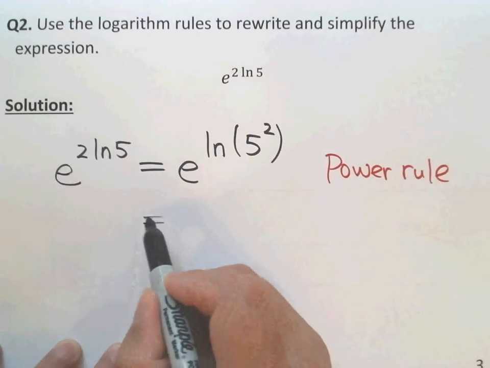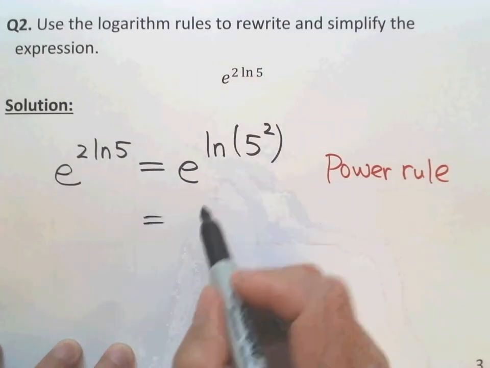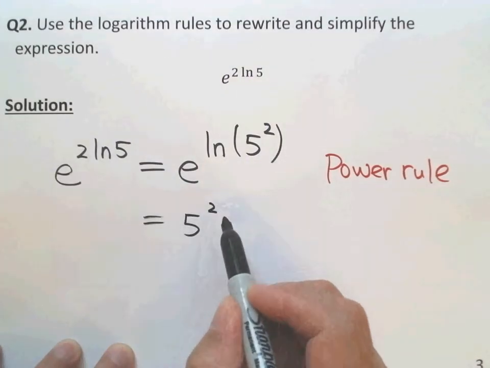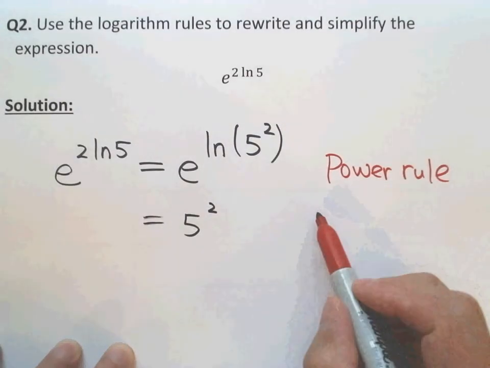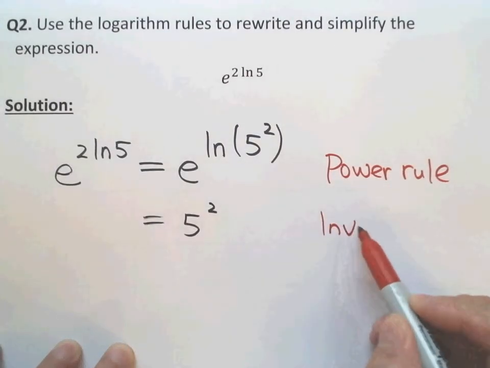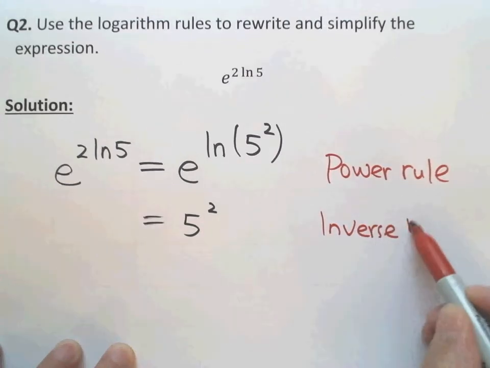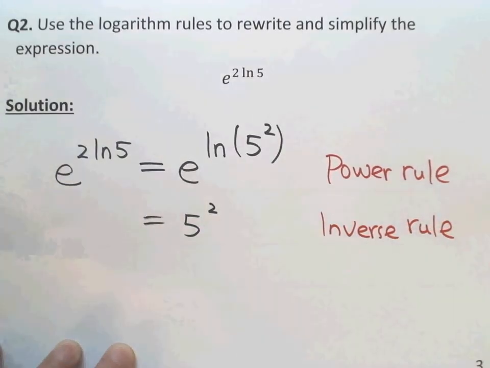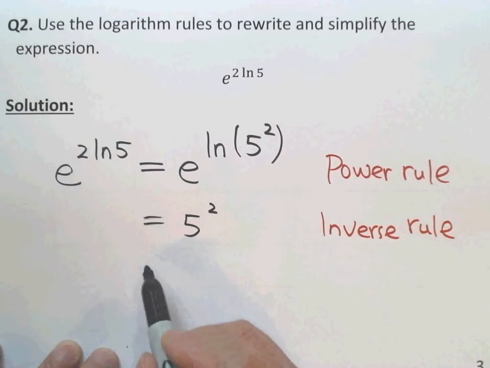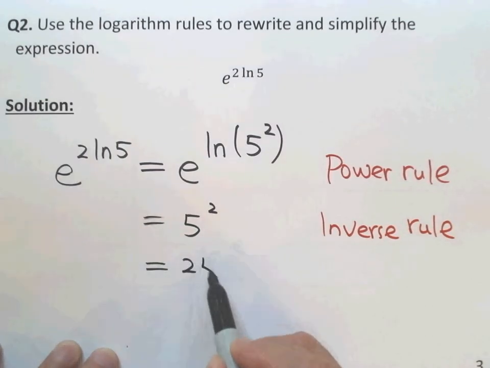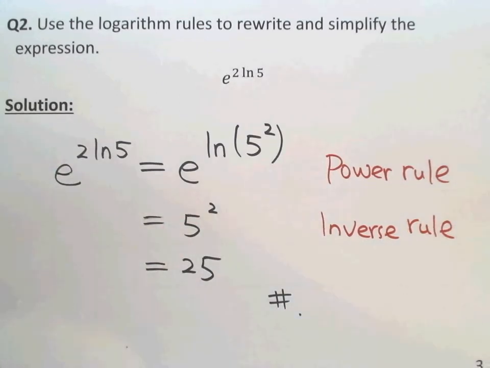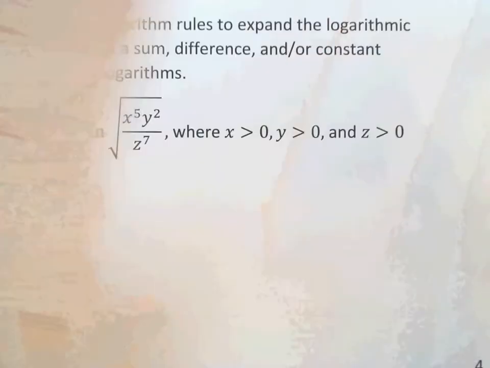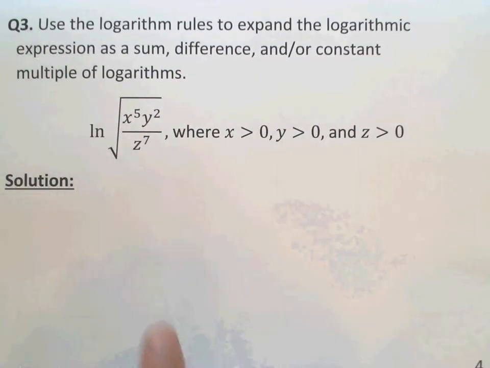So after we use the inverse rule, we get 5 squared, right? So this is x. Or we say this is the inverse rule. And now you have 5 squared is 25, of course. This is the answer. Not difficult to use the basic rules. Let me look at one more example here.